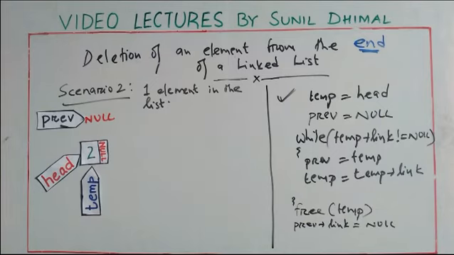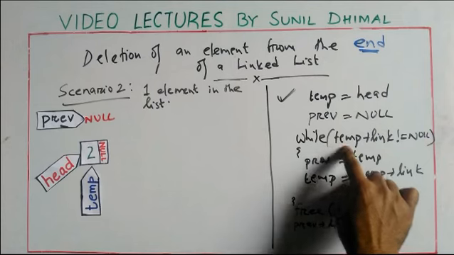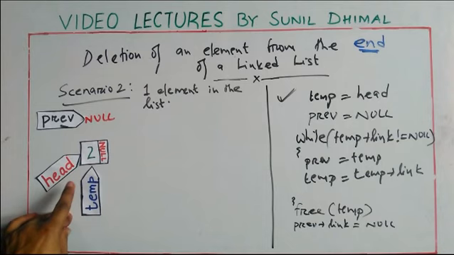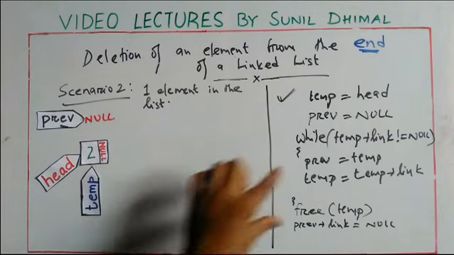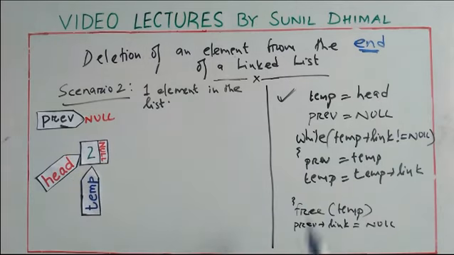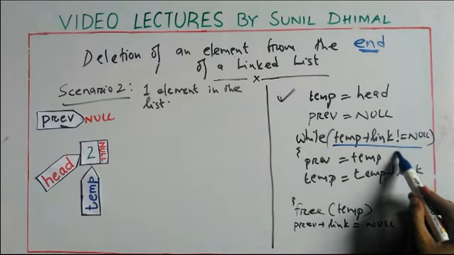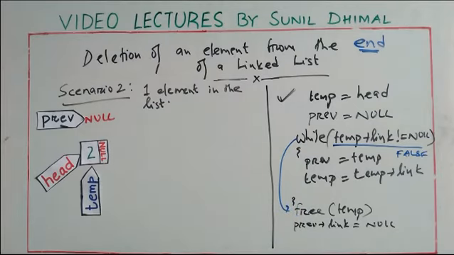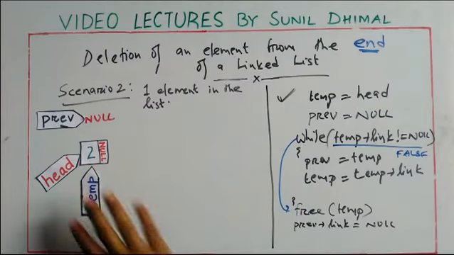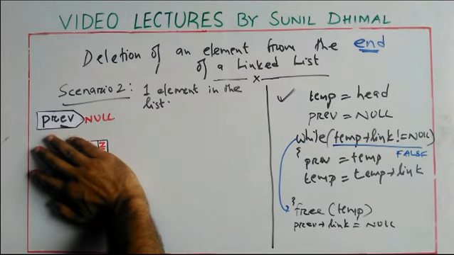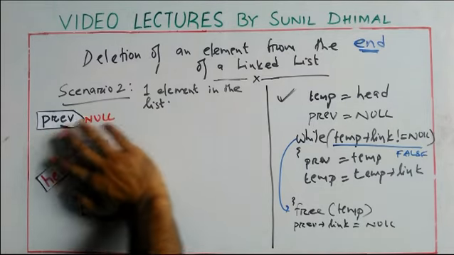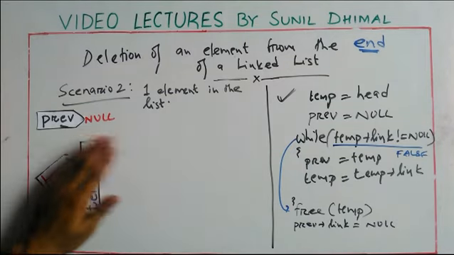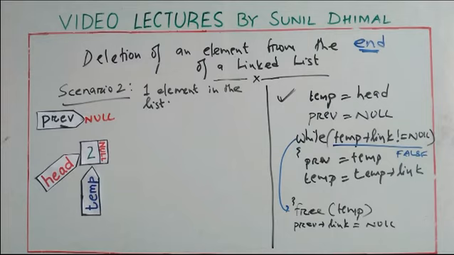Now the condition inside the while, that is temp link not equal to null, is false, because temp link is actually null here, so it comes out of the while loop directly. It comes out of the while loop because this is false, and what it does is it frees the temp, so it will free this entire memory. So this will actually vanish, and we'll actually not have anything right there. We'll not have head as well, right? Head is pointing to nothing then.